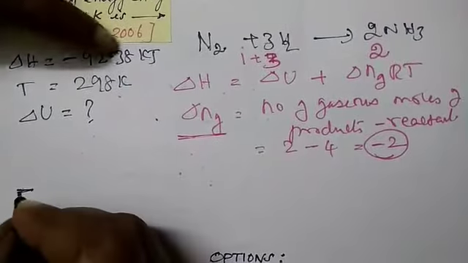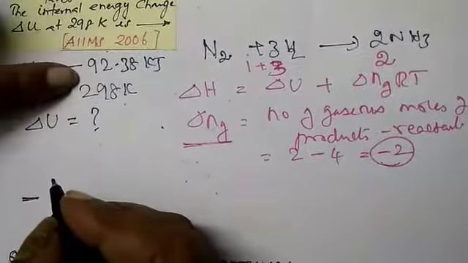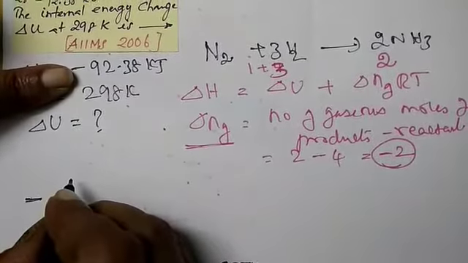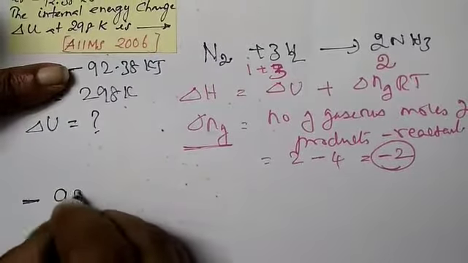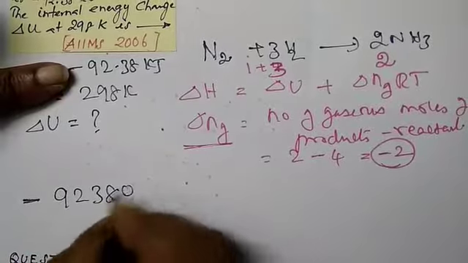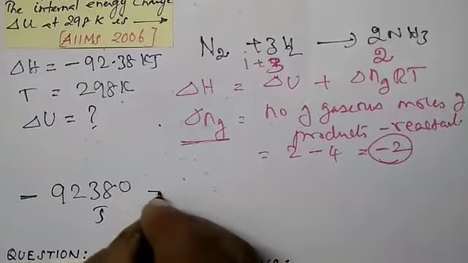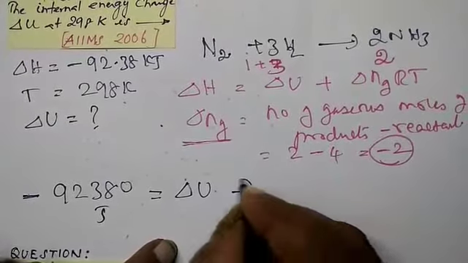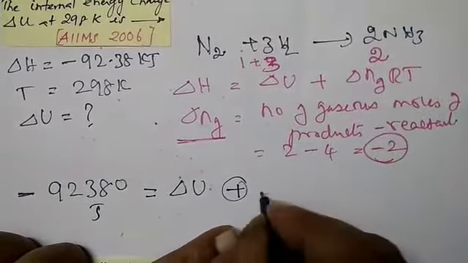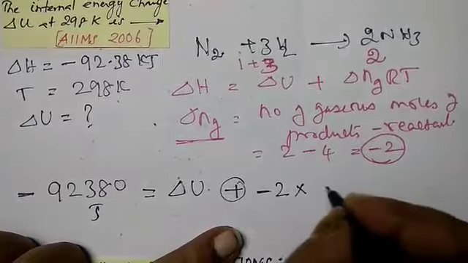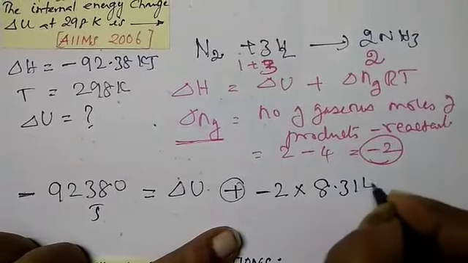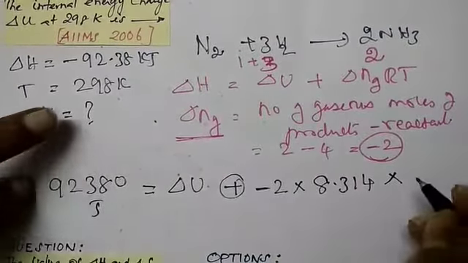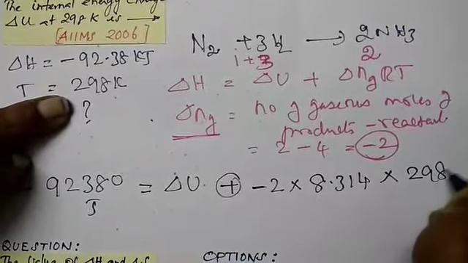Here it is in kilojoule. You convert it into joule itself. Then we can go with 92,333. This unit is joule, equal to delta U, which is the question, plus delta Ng, which is minus 2, into the R value, 8.314 joule, into temperature, 298.